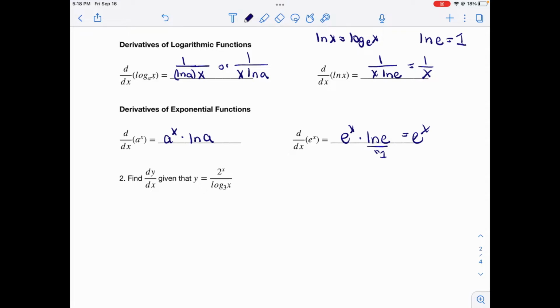It's one of those few functions whose derivative graph is the same as its original function. The slope of all the tangent lines is the same as the original curve of the graph. It's kind of cool that that happens. All right, so let's look at example 2.